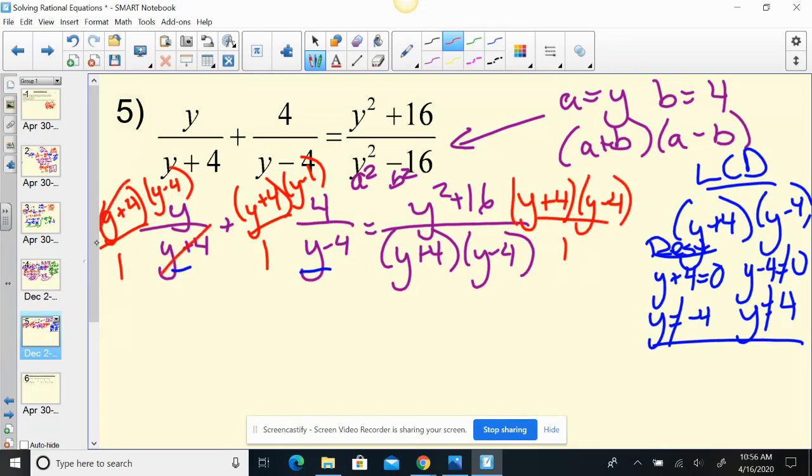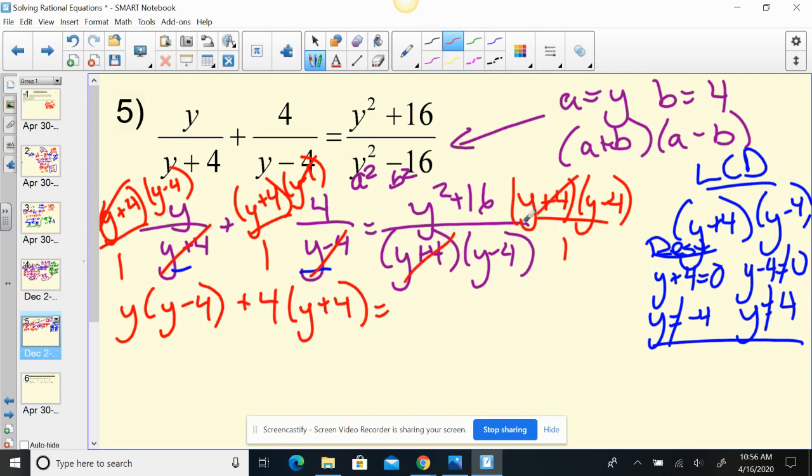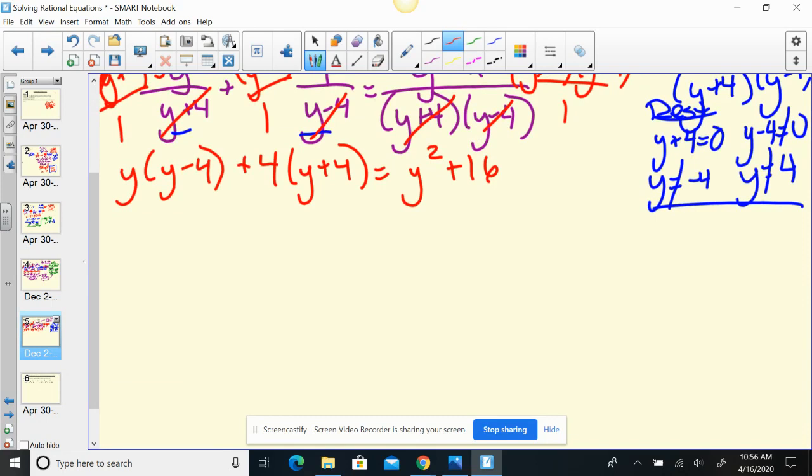We can go through these in office hours. All right, this would be y minus 4. Over here, we'd have 4 times y plus 4. And over here, again, love when this happens, I'm just left with my numerator. All right, definitely need some more room here. So no fractions, so that's great.